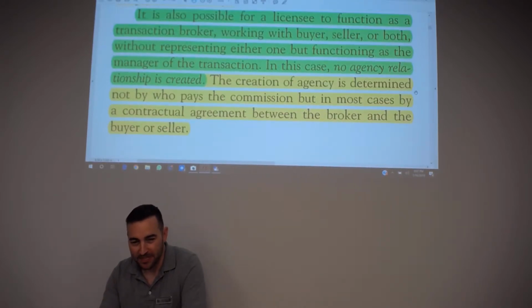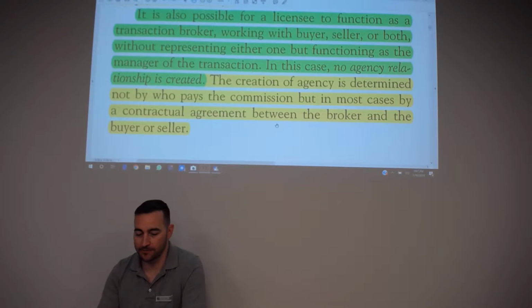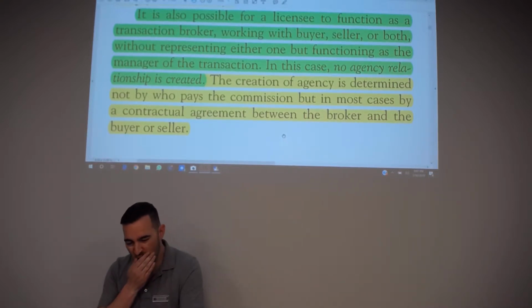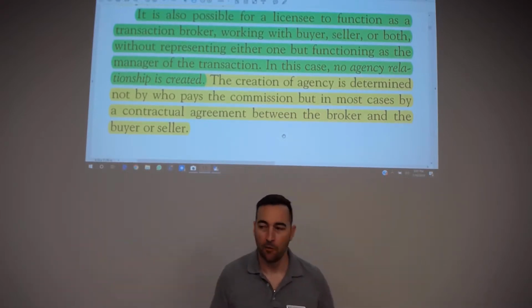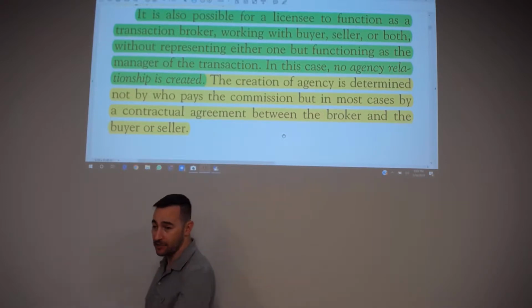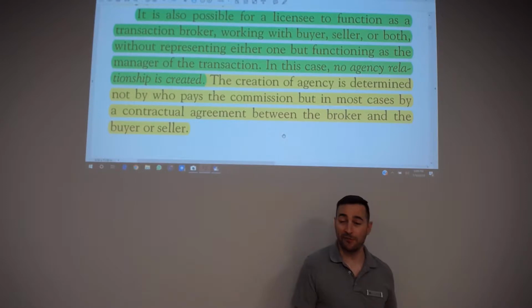So look at this. There's another type of representation. It is also possible for a licensee to function as a transaction broker, working with a buyer, seller, or both, without representing, please underline this part, without representing either one, but functioning as the manager of the transaction. In this case, no agency relationship is created. What we're saying here is very simple. I don't represent you, the seller, and I don't represent you, the buyer. What I represent is the transaction.